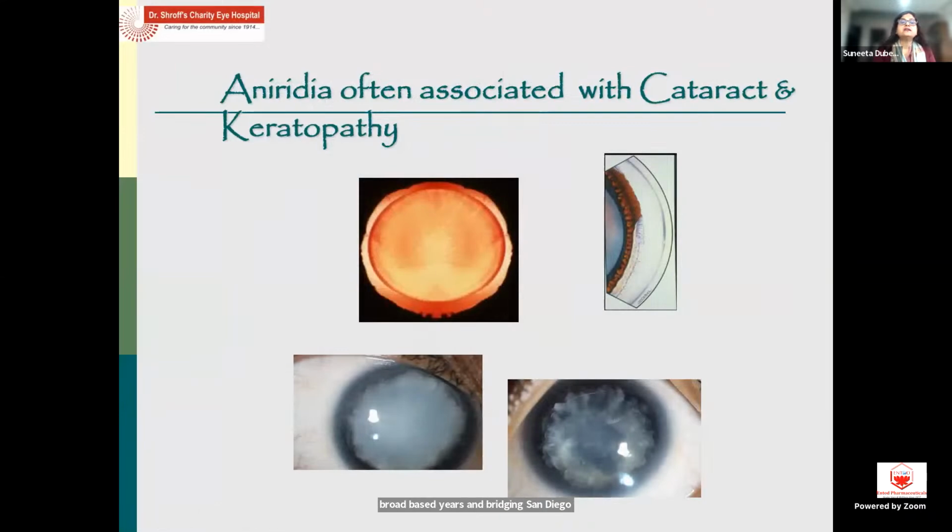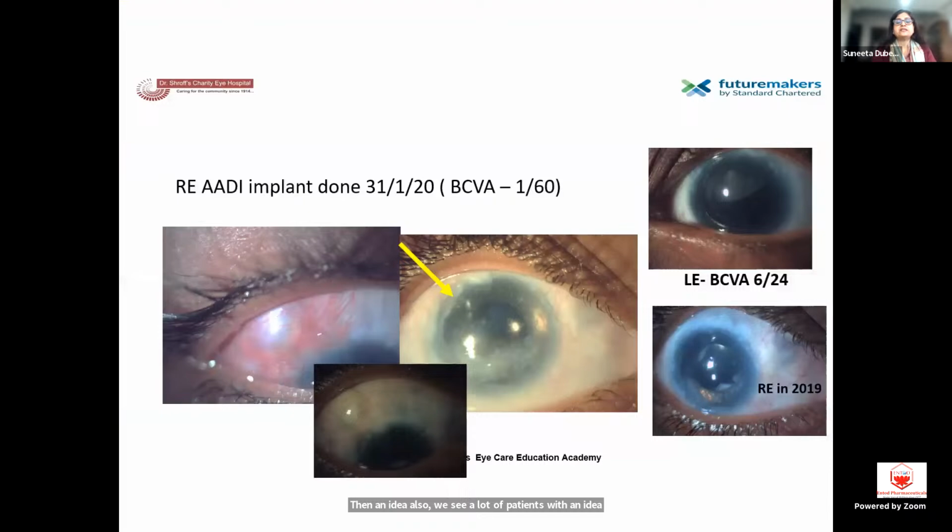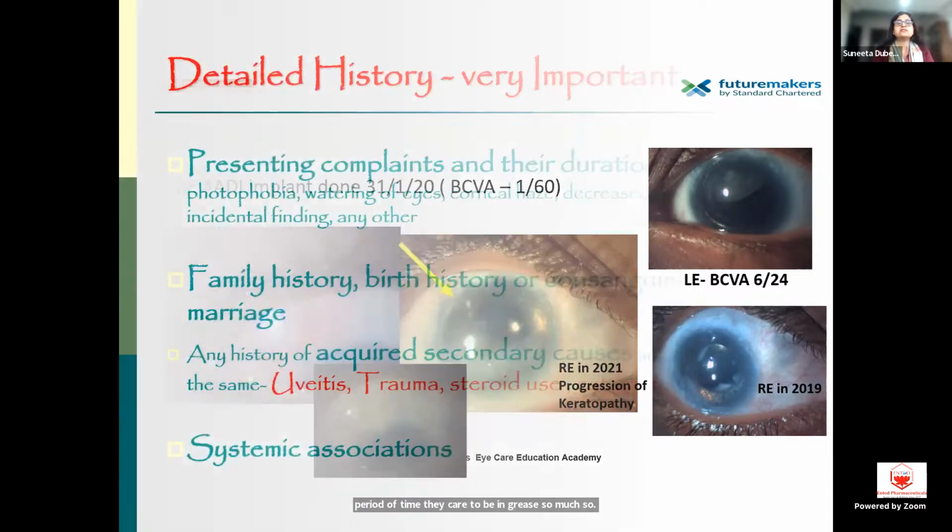Then aniridia. We also see a lot of patients with aniridia who also have subluxated cataracts and keratopathy. This is one of my patients who was born with congenital glaucoma also, but over a period of time he developed subluxation of the lens, for which he underwent cataract surgery with an aniridic IOL, and later on I did an Adi implant also for him. You can see that over a period of time the keratopathy increased so much. It's a progressive disease, and aniridia is a progressive disease.